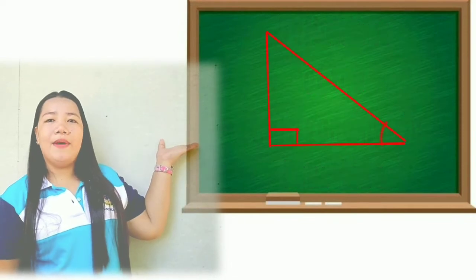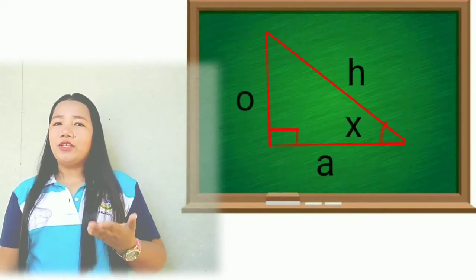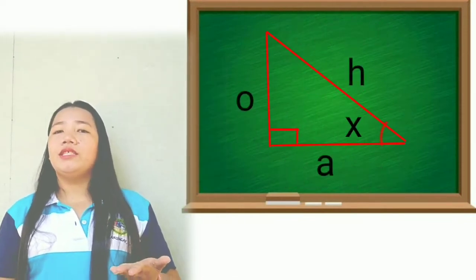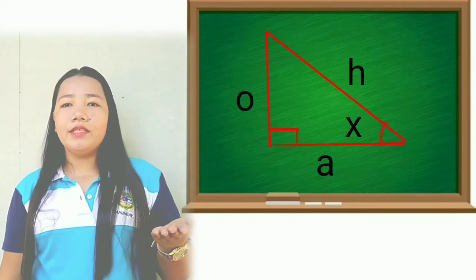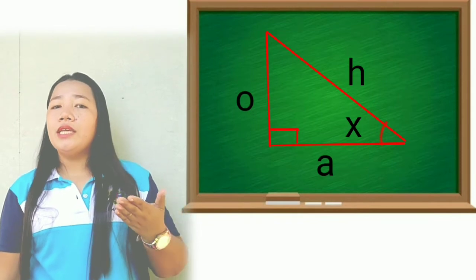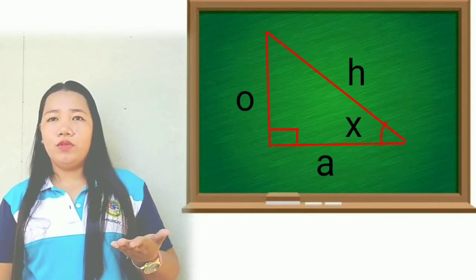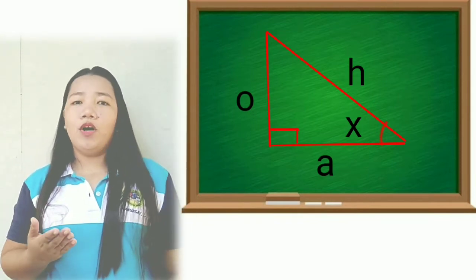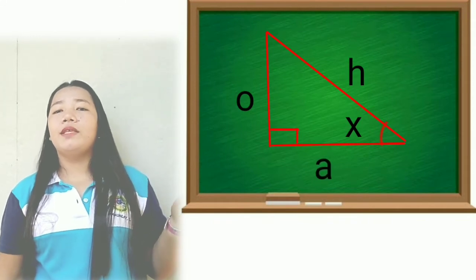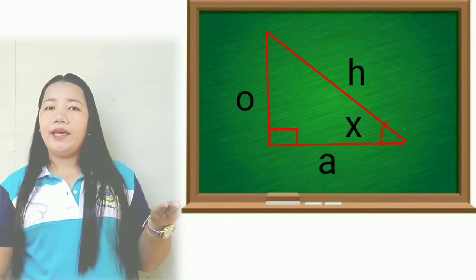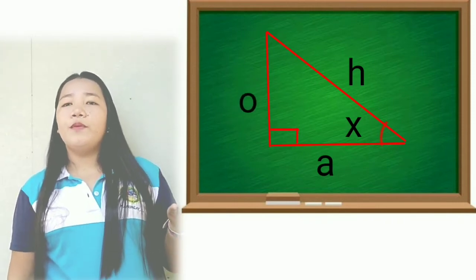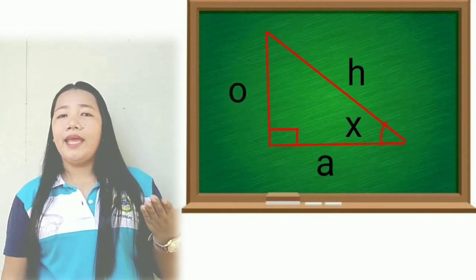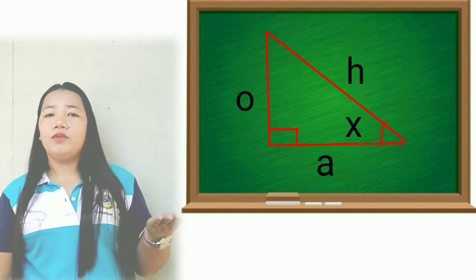Consider the triangle above. There are 6 functions. Each function is the ratio of 2 sides of the triangle. The only difference between the 6 functions is which pair of sides we use. In the following table, A is the length of the side adjacent to the angle. O is the length of the side opposite to the angle. And H is the length of the hypotenuse.